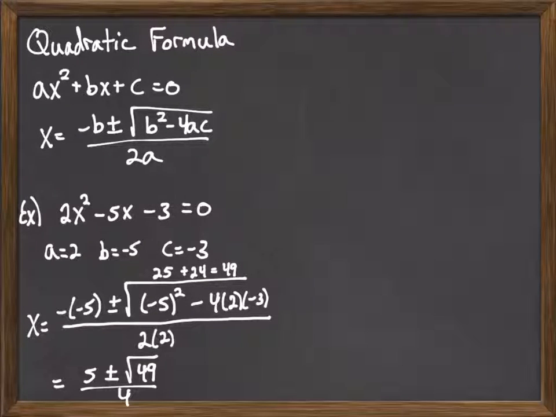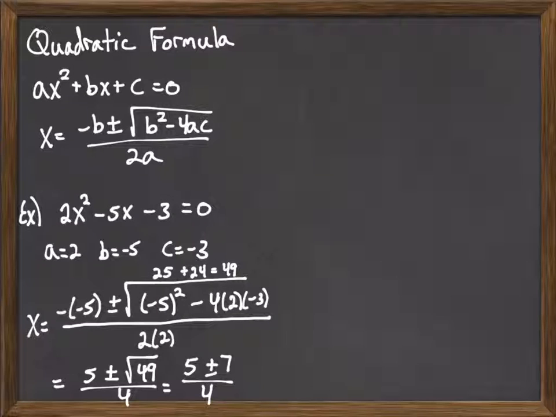So rewriting it now, I have 5, the negative of negative 5 is 5, plus or minus the square root of 49 over 4. Now the square root of 49 is something we can simplify. Anytime we can simplify the radical, we do. So in this case, 5 plus or minus 7 all over 4. You might want to take a moment and try to finish this problem. Think about what those answers would be.